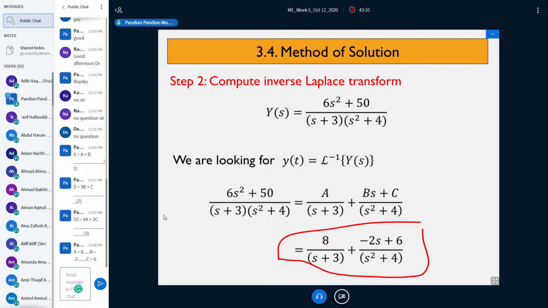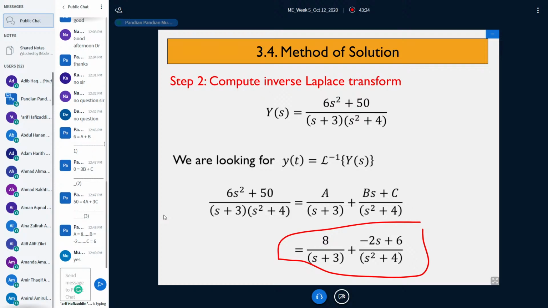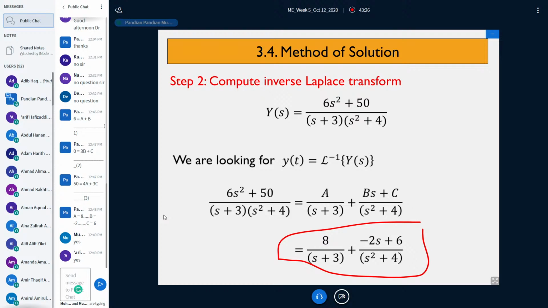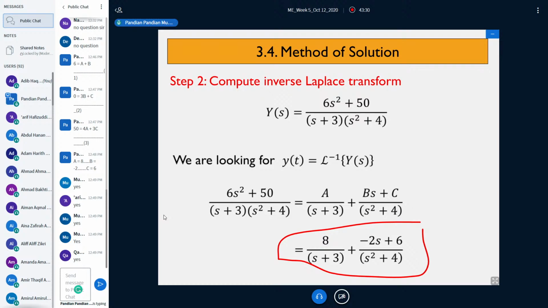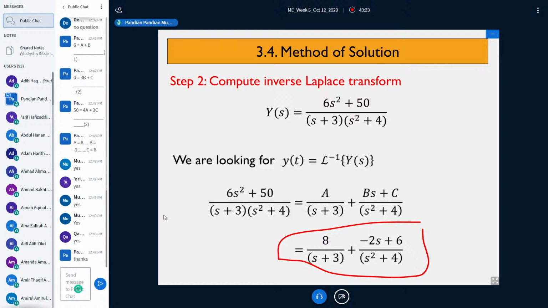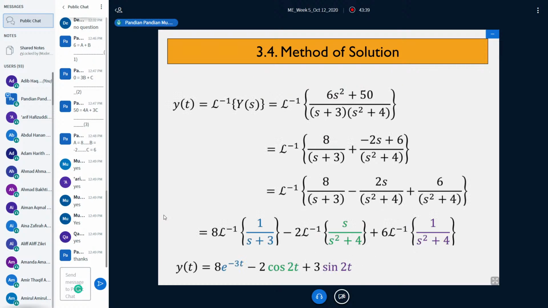Do you agree with the answer, class? A, B, C? Hello? Do you agree with the values A, B, C? Okay. Thank you. All right. So that means you are with the subject. All right. So now once you found the A, B, C, you see now here.